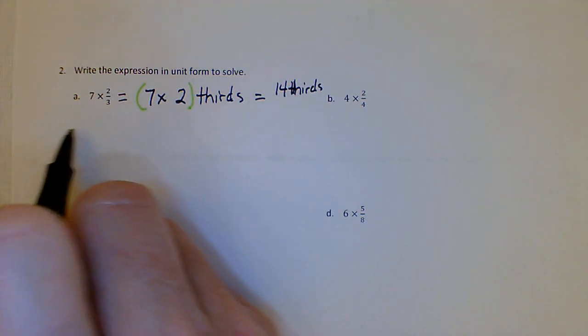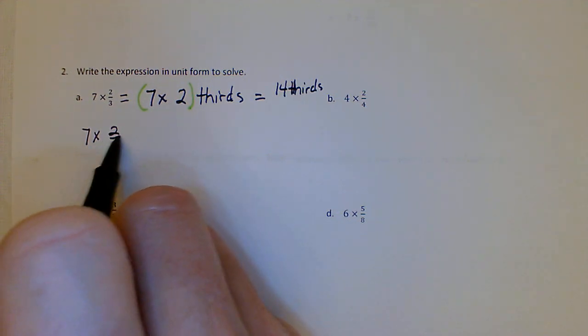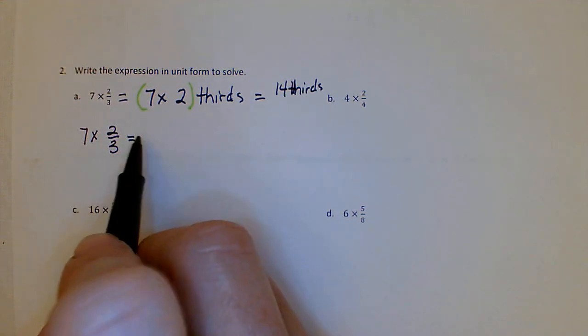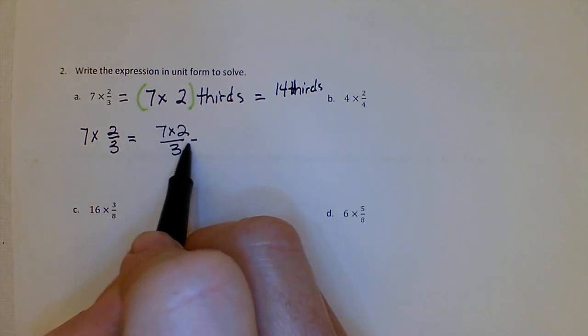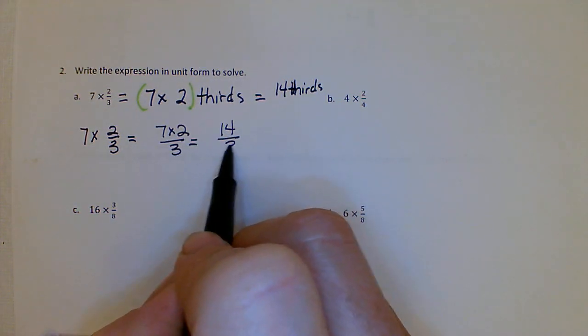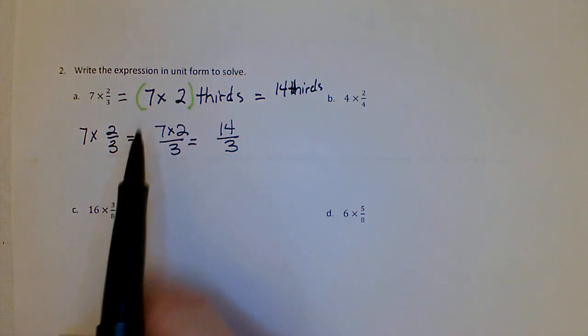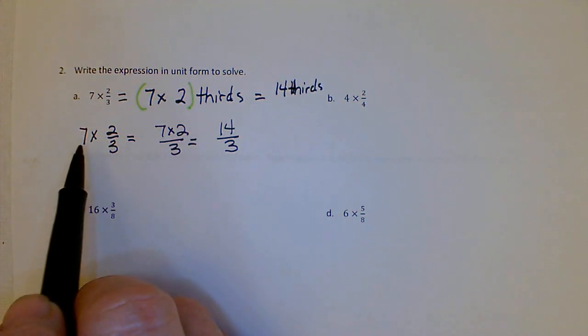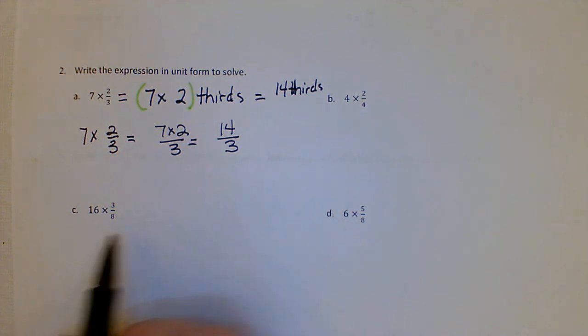Let's also do it the numeric way, though, that we were just doing. So if I have 7 times 2/3, again, another way of thinking about that is 7 times 2/3, or 14/3. So I hope that that's making sense for you. And again, you could have thought of it as being 7/1 times 2/3, because it's 7 units, 7 wholes, so 7/1. Okay, let's try C together.